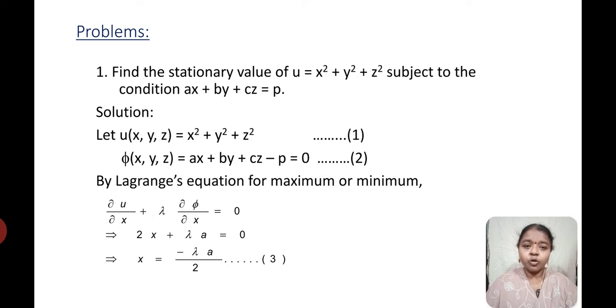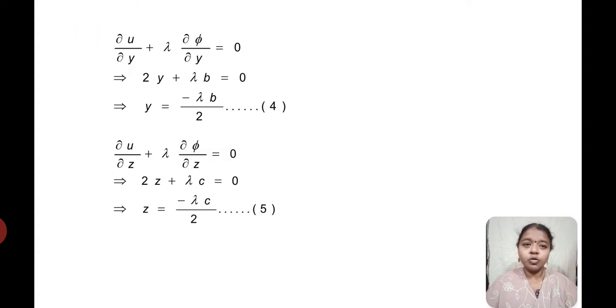Similarly, dou u by dou y plus lambda into dou phi by dou y is equal to 0 would be 2y plus lambda b is equal to 0, or y is equal to minus lambda b by 2. I'll call this equation 4. Finally, dou u by dou z plus lambda into dou phi by dou z is equal to 0 would give me 2z plus lambda c is equal to 0, which implies z is equal to minus lambda c by 2. I'll call this equation 5.